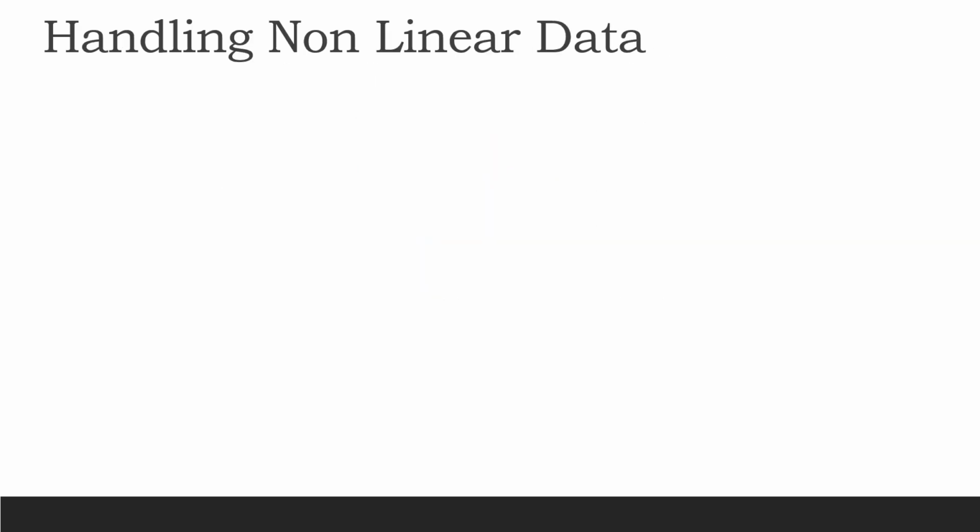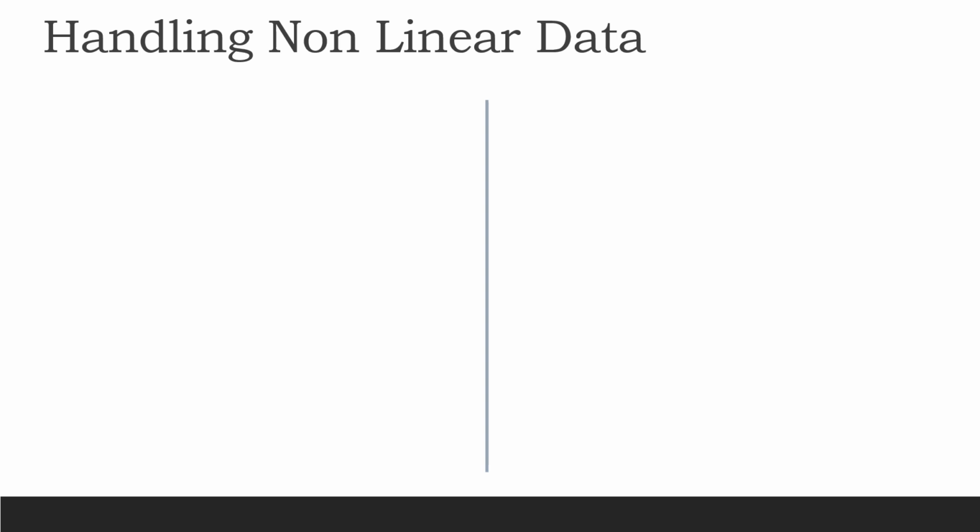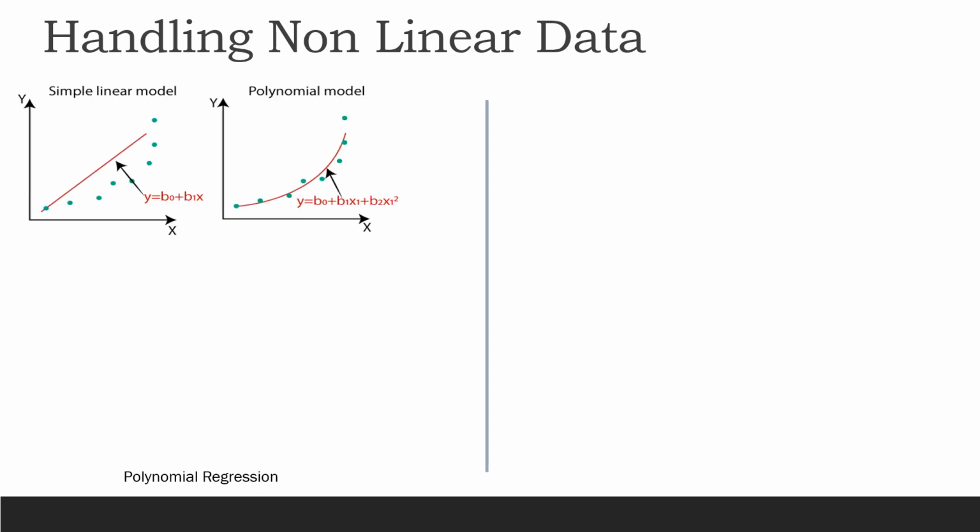So how do we handle this non-linearity? These are the three techniques by which we can handle nonlinear data and apply regression techniques to make a prediction. Polynomial regression is one, transforming the data into a usable form on which regression can be applied is another, and the third is using nonlinear regression. So see how regression can be applied widely over real life data. Starting off, the first one is polynomial regression.